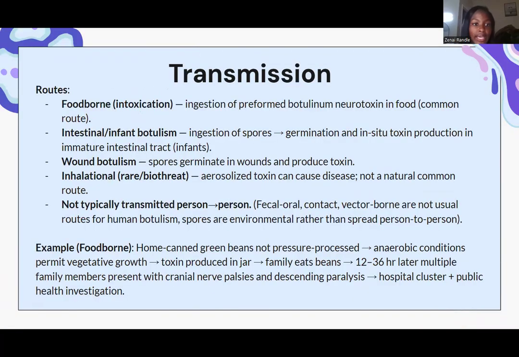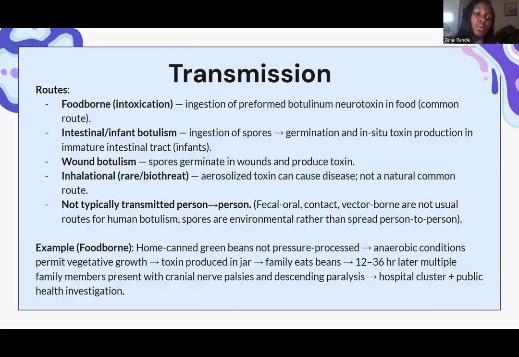There are a bunch of different types. You can get it through food, or ingestion of the neurotoxin in food; infant or intestinal, which is the ingestion of spores, found in the intestinal tract; and wounds, where spores germinate in open wounds and produce toxins. Inhalation is rare, but aerosolized toxins can cause disease, and it is not traditionally transmitted person to person because spores are environmental.